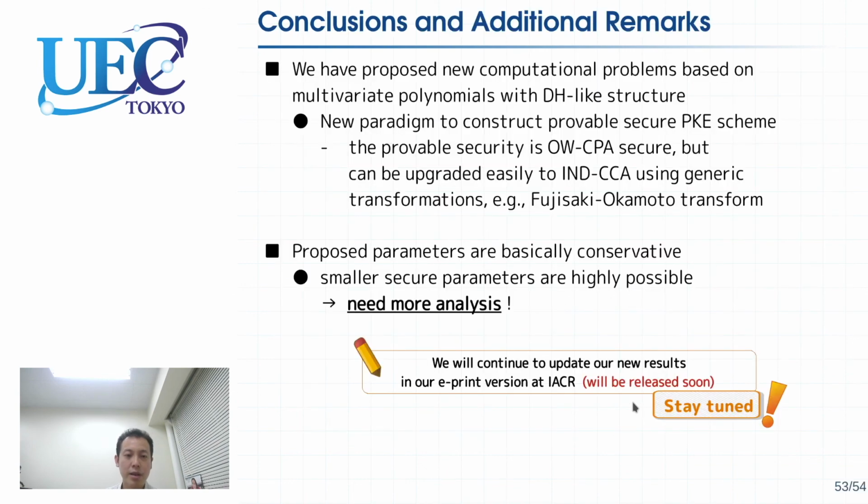So we go to the last conclusions. We have proposed new computational problems based on multivariate polynomials with DH-like structures, and based on it, we propose a new paradigm to construct provably secure schemes. We only prove the security in one-way CPA, but you can easily upgrade to distinguishable CCA using generic transformations like the Fujisaki-Okamoto transform. And actually, our proposed parameters are very conservative, as you have seen. So some small secure parameters will be highly possible, but we need more analysis on it.